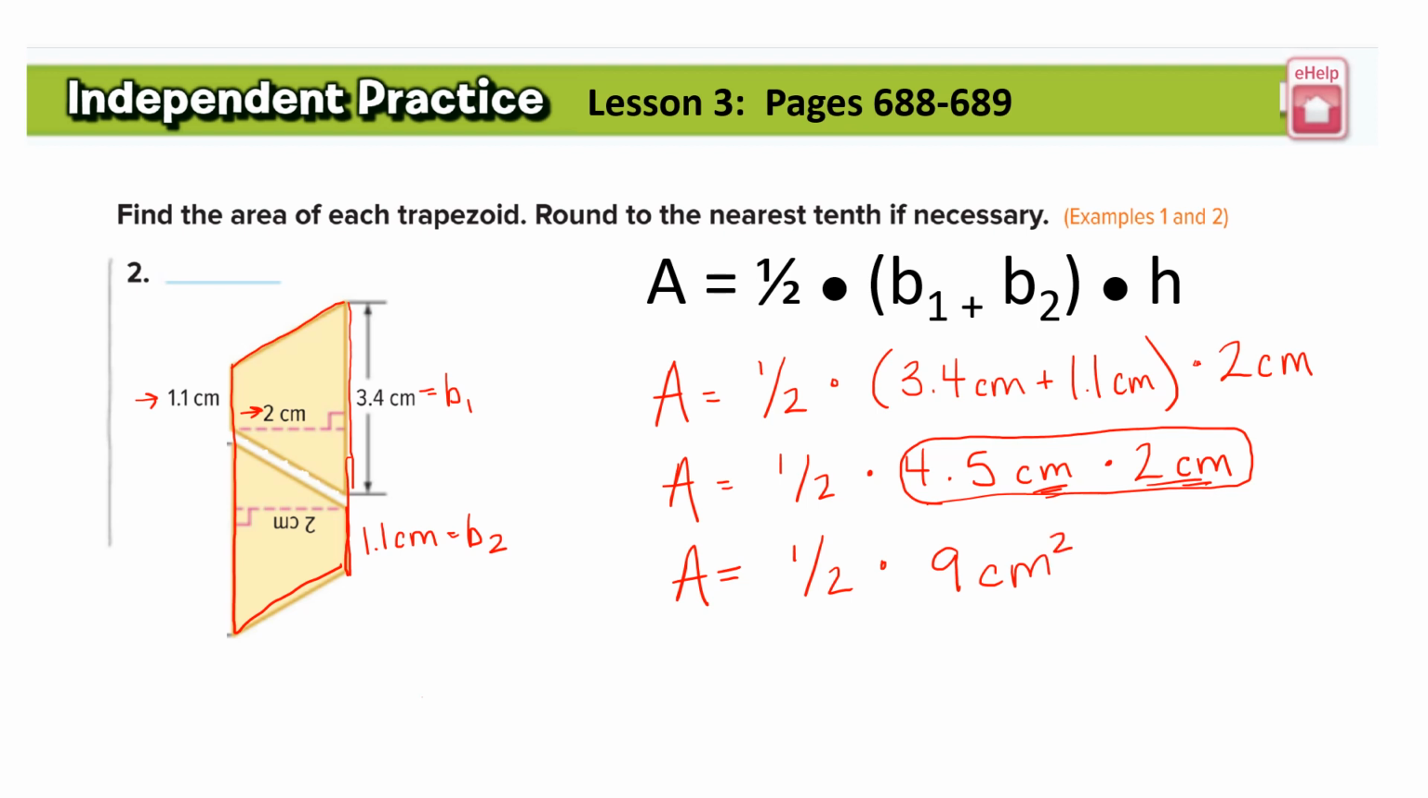Now, this 9 centimeters squared is the area of the entire parallelogram. Okay? That whole parallelogram is 9 centimeters squared. But I only want half of the parallelogram, because half of the parallelogram is the trapezoid. So I do 1/2 times 9, and I get 4.5 centimeters squared.